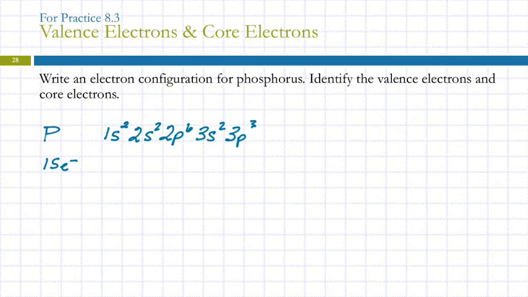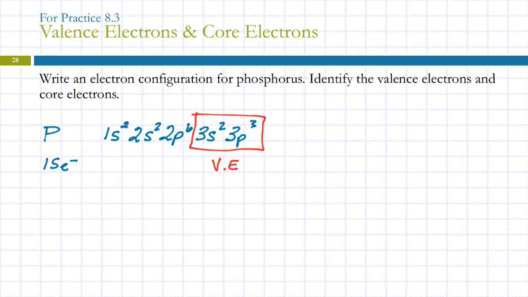So now let's identify the valence electrons and the core electrons. So the valence electrons are going to be the ones in the highest principal energy level. So if we look at these large numbers here, 1, 2, and 3, those are the principal quantum numbers. And so the valence electrons are the ones that have the highest number. So there are 2 terms here, 3s2 and 3p3. Those are both in the 3rd energy level. So our valence electrons are these guys.